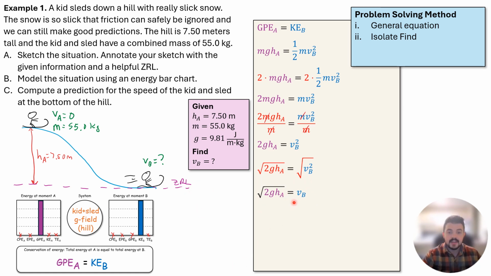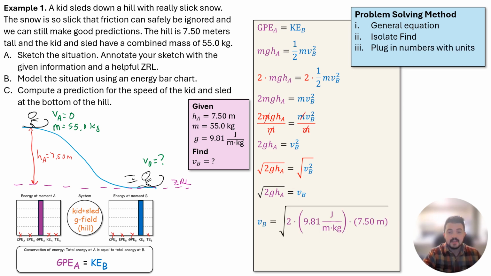And I'm going to look on the other side of the equal sign. Is everything on the other side of the equal sign in my list of givens? 2 is a number, it's an exact number. g is in my list of givens, and the height at A is in my list of givens. Now I'm ready to plug in numbers. Don't plug in numbers before this moment, but do it once you get to this moment where the thing you're trying to find is isolated and the other side of the equal sign is your givens. So I'm going to go ahead and plug all of those numbers in. I switched what was on the left and right of the equal sign.